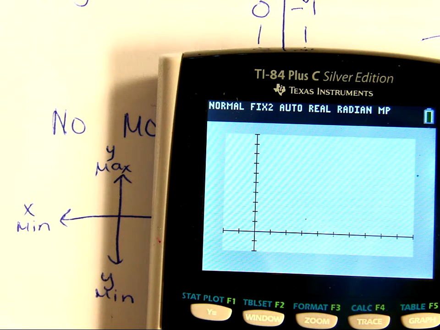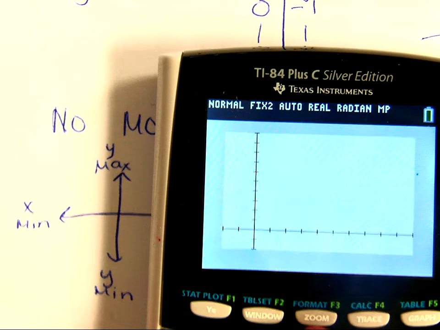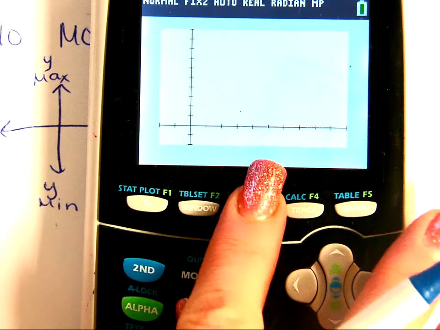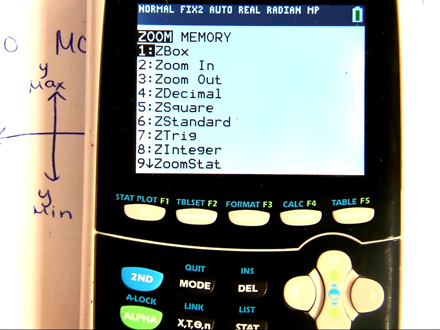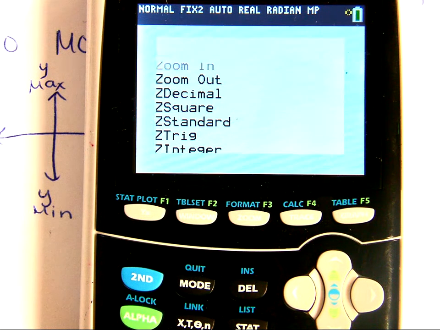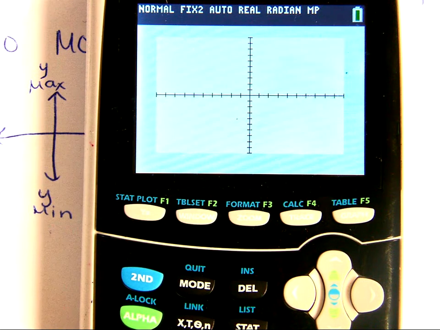So let's say you want to get your full standard 10, 10, negative 10, negative 10 window back, but you don't remember how. You don't want to go all the way to the window. So see this zoom right here? See this button zoom? Go ahead and hit zoom, and zoom in, zoom out, zoom decimal, zoom standard. So you want to hit zoom 6. Just hit the number 6. You don't need to scroll. So if you ever get to a window where it's not how you want it, zoom 6.